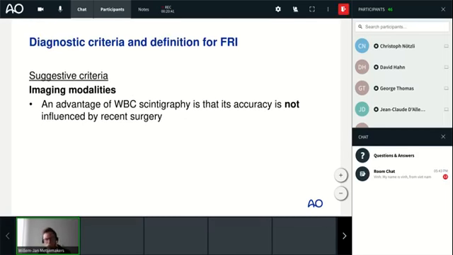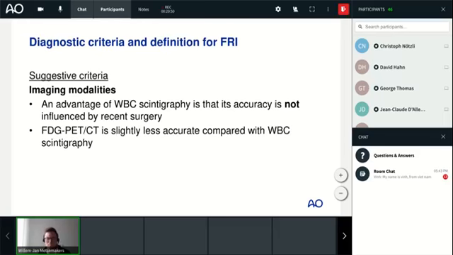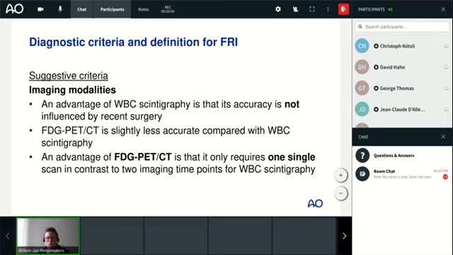So when we focus on white blood cell scintigraphy, it's important to notice that the accuracy is not influenced by recent surgery, and that it is slightly more accurate than FDG PET. The advantage of the FDG PET is, of course, that we only require a single scan compared to the white blood cell scintigraphy, where we need at least 2 imaging time points.